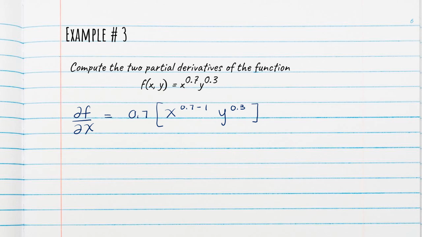To finish this off, we can simplify it a little bit. I'm going to deal with the powers of x. So I end up with 0.7 x to the 0.7 minus 1, which is negative 0.3, times y to the 0.3. Now let's do the same thing, except we're going to differentiate with respect to y.